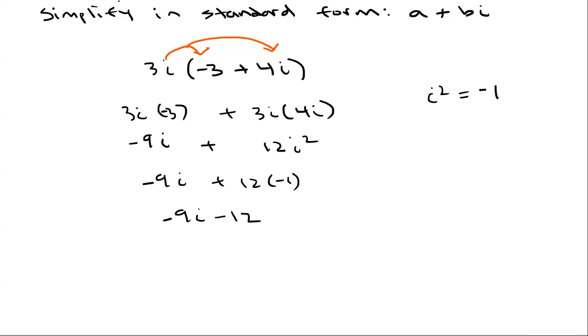Okay. So again, we want it in this form, a plus bi. So we're going to put the -12 in the front and then the i in the back. So that's going to be minus 9i. Right? And then that will be our answer there.